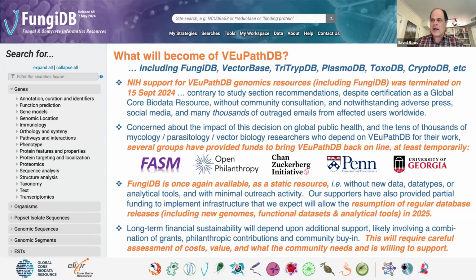And so while it is possible to maintain existing resources online for a relatively low cost, the cost of continuing to provide new releases is substantially more expensive. Again, something that we can talk about, because long-term financial sustainability will depend on receiving additional support. Likely a combination of grants and philanthropic contributions, such as those that the providers listed on the screen have provided already, but also very likely support from the user community.